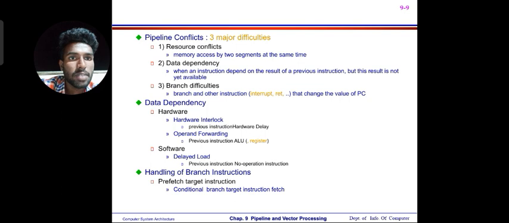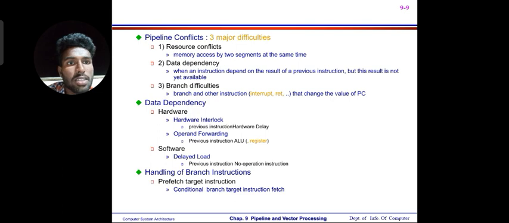Data dependency solutions, hardware and software. Hardware interlock: previous instruction hardware delay. Operand forwarding: previous instruction ALU result to register, in hardware. Delayed load: software inserts a no operation instruction after the previous instruction.